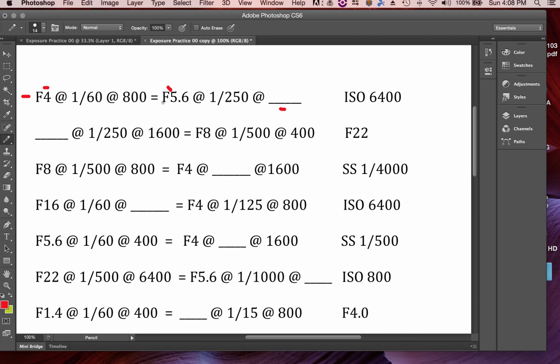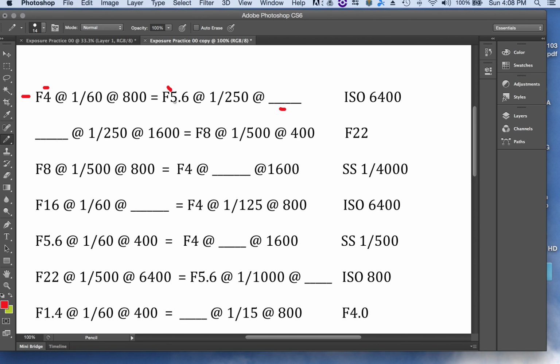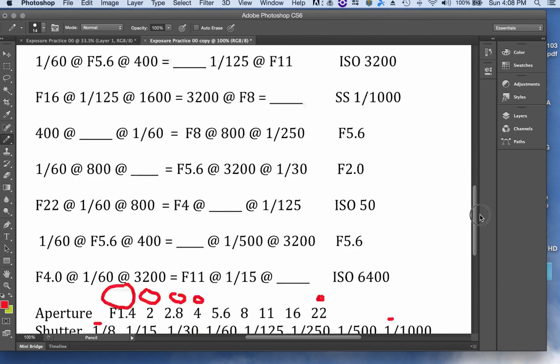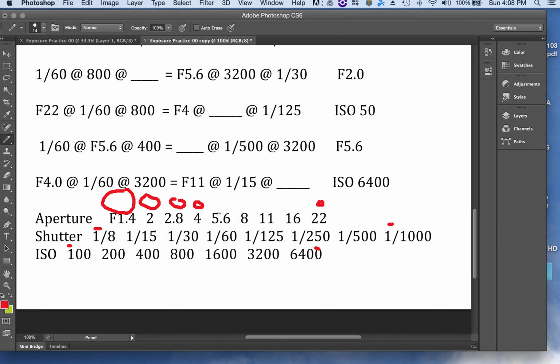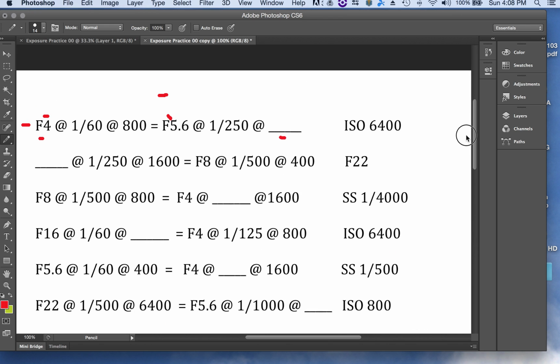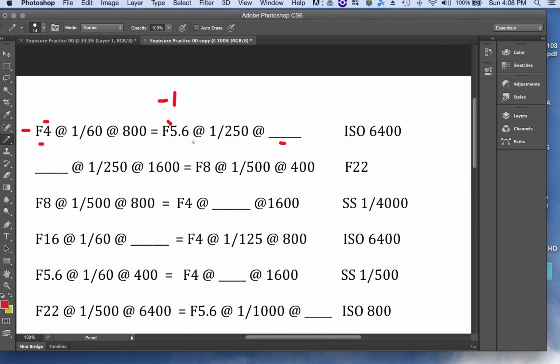So on this side, we're trying to figure out, okay, is an f5.6 allowing more light or less light compared to an f4? The answer is the iris is smaller at an f5.6 than an f4, so it's allowing less light by a factor of 1. And you know that it's 1 because if you go down here to your little chart and you go to an f5.6, it's 1 factor less light than an f4. So -1.